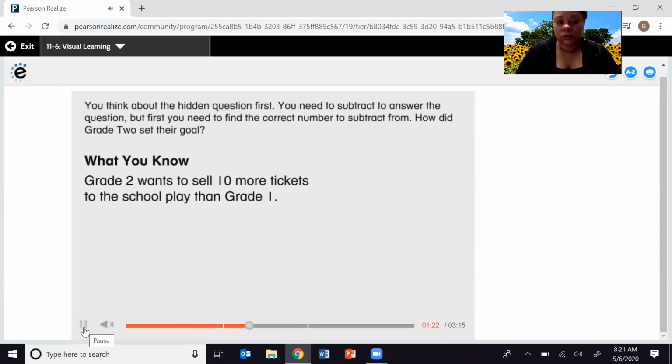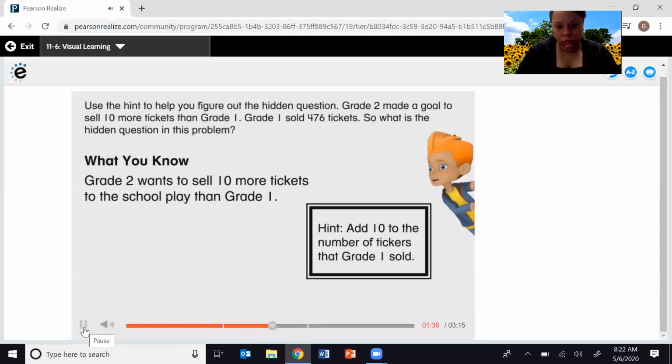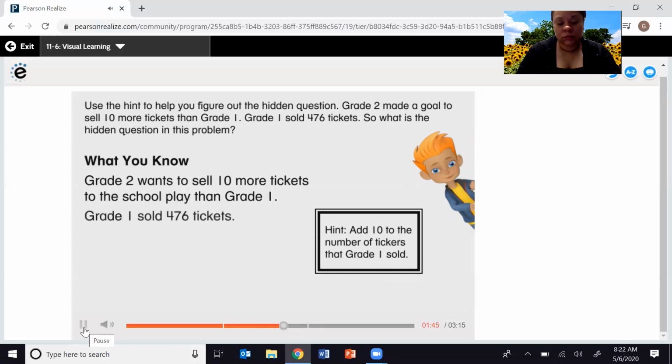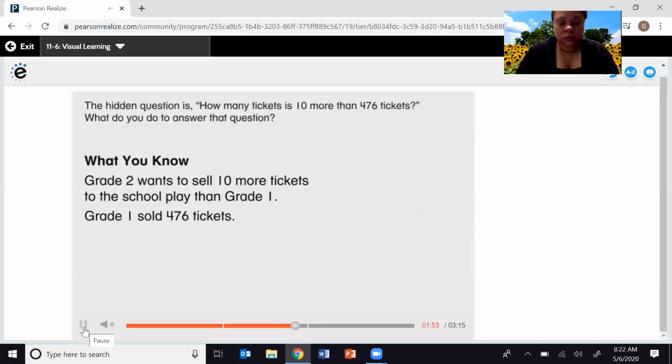Think about the hidden question first. You need to subtract to answer the question, but first, you need to find the correct number to subtract from. How did grade 2 set their goal? Here's the hint to help you figure out the hidden question. Grade 2 made a goal to sell 10 more tickets than grade 1. Grade 1 sold 476 tickets. So what is the hidden question of this problem? The question is, how many tickets is 10 more than 476 tickets? What do you do to answer that question?